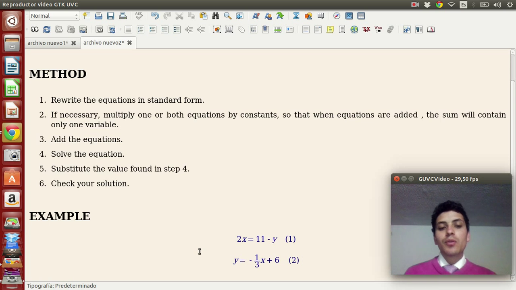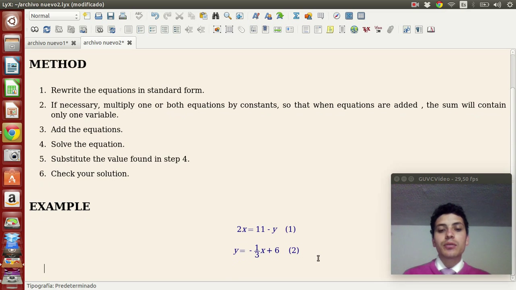So let me show you with an example. We have these two equations: 2x equals 11 minus y, and y equals 1/3 of x plus 6. Both equations are not in a standard form, so we have to put the equations first in a standard form.